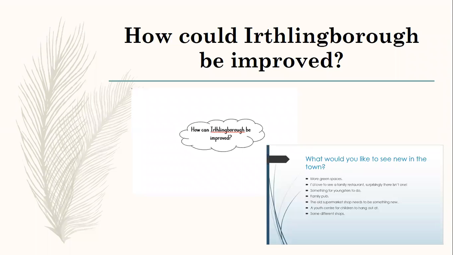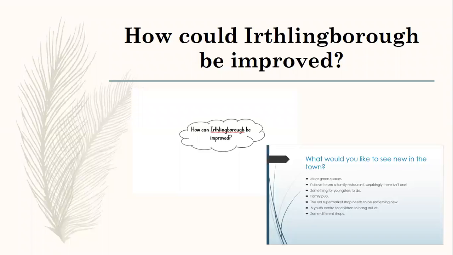So our first activity for this week is about how could Earthlingborough be improved. We want you to look back at the results for the final question on the local area survey. What suggestions were there from people on how to improve the town? Do you agree with them? Is there anything else that you would add to the list?